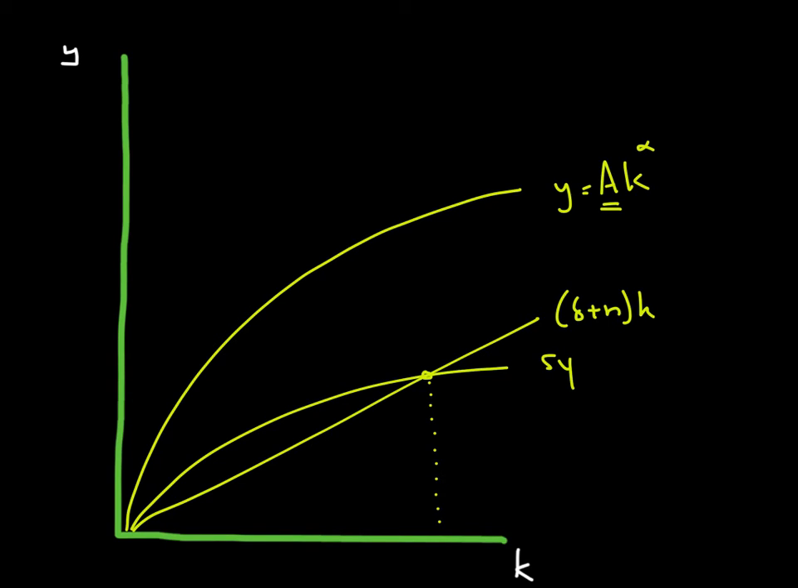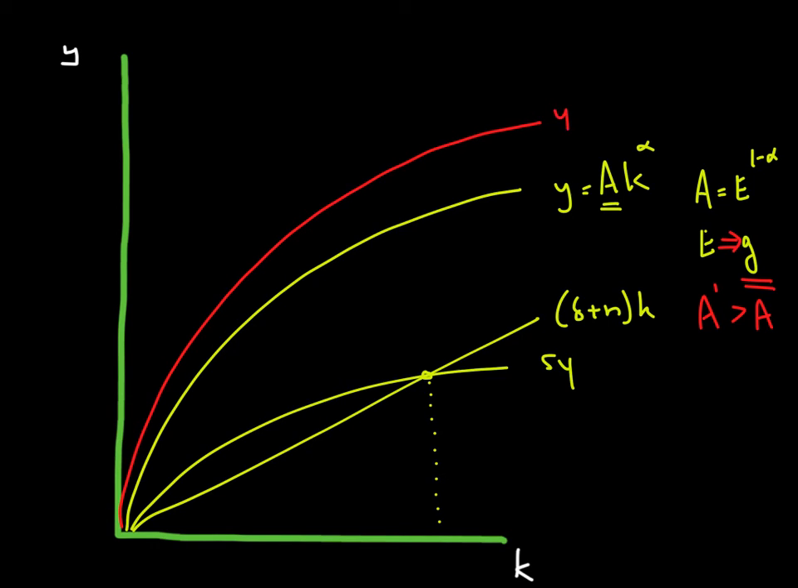And what I'm trying to do in this diagram is show you what happens if we have technological progress. So if A equals E to the power 1 minus alpha, what happens as E is growing at the rate of G? If this is always growing at a rate of G, what would happen to our picture right over here? Well, if E is growing at the rate of G, then next period A will be greater than A before. That is, we have better technology. And the impact in our diagram is that our production function is going to be shifting up like this.